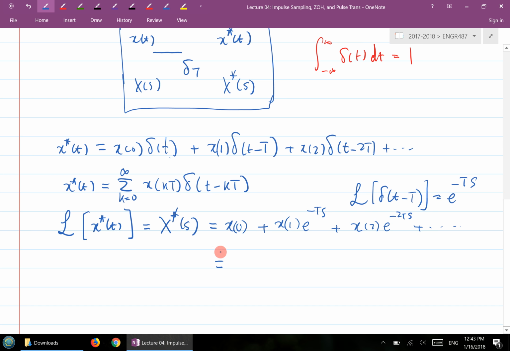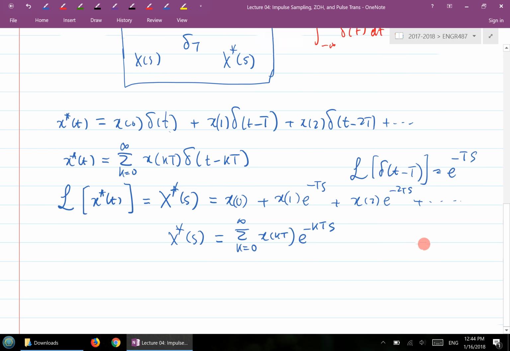I can rewrite this using the summation symbol. So here's your x star of s. Okay, so let's observe this x star of s.